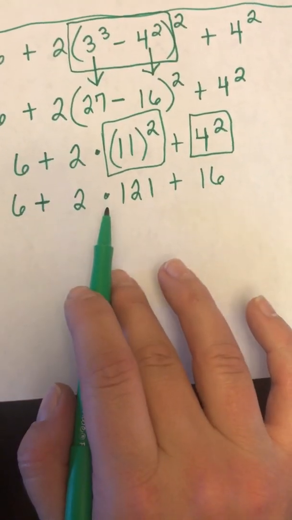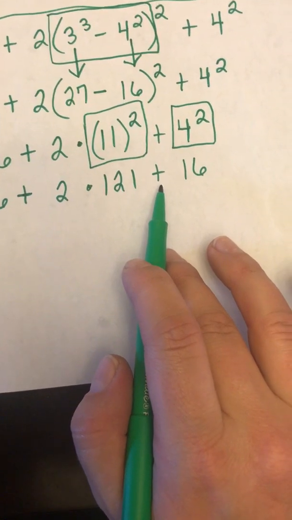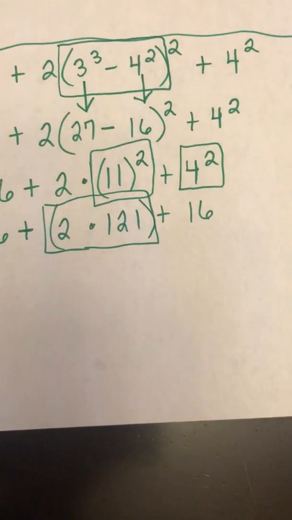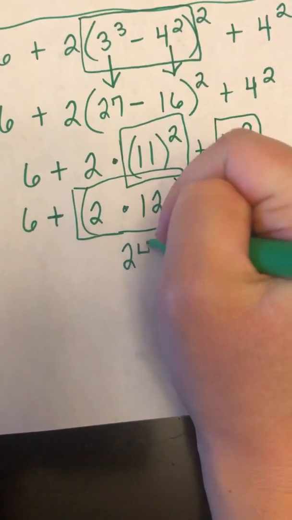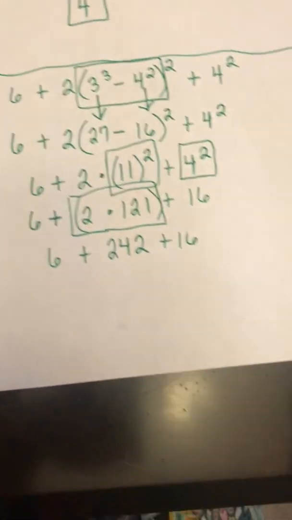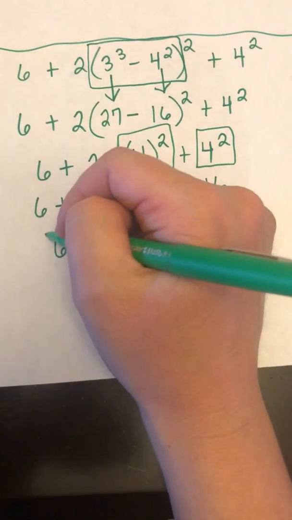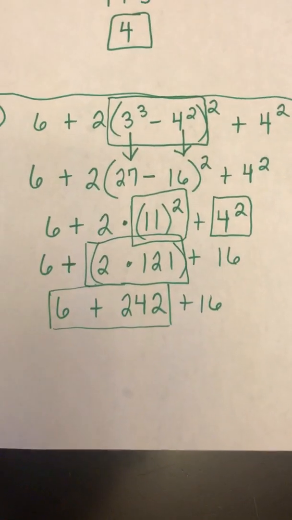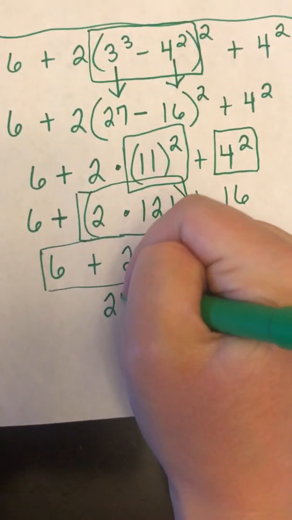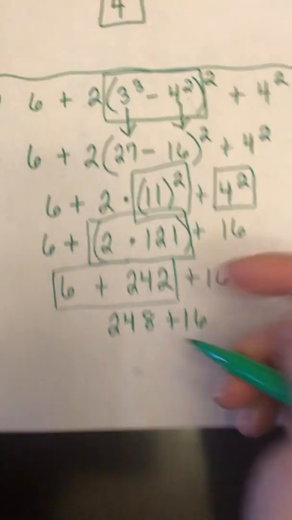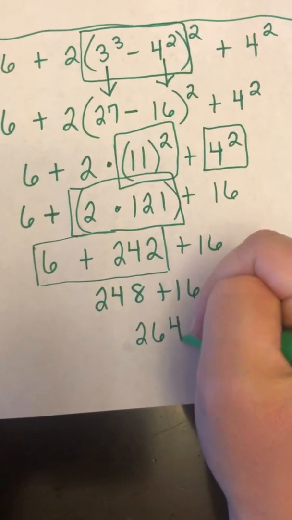So now I have addition, multiplication, addition. What should I do next? Well, the order of operations says to do any multiplication before adding. So I need to do 2 times 121, which is 242. And I still have a plus 16, and I have a plus 6. Well, now it's all addition, so I can just add this all together, but for the sake of what we're doing, let's do one at a time. So 242 plus 6 is 248. Bring down the plus 16, and we get 264. That's our final answer.